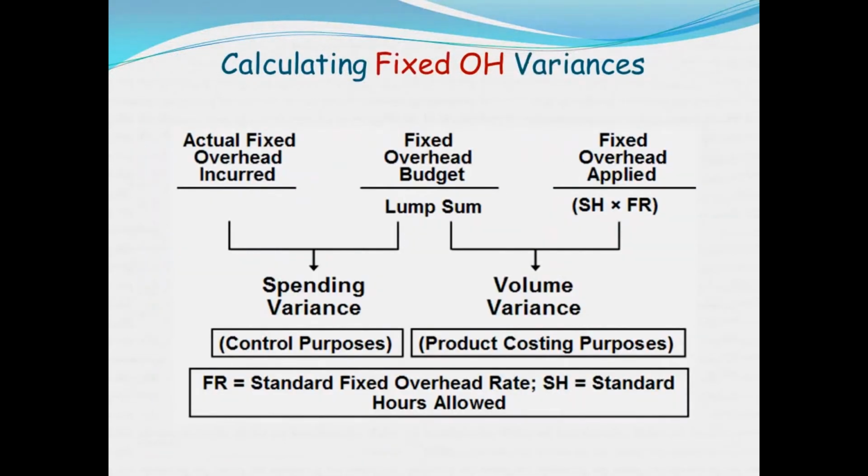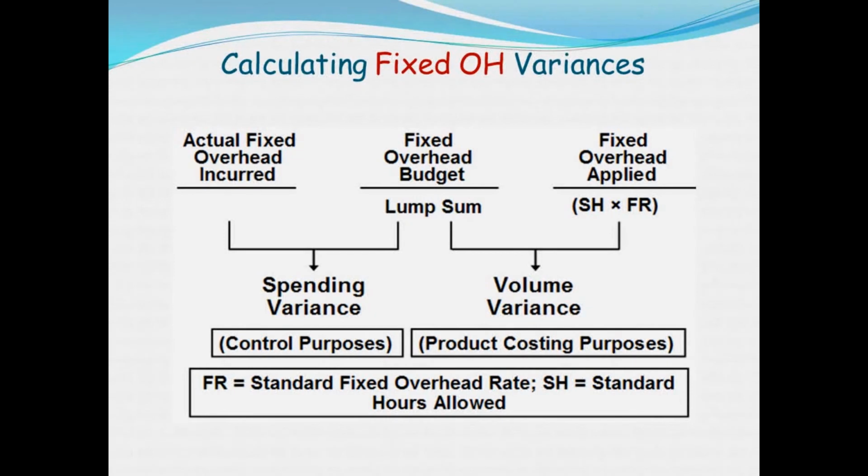Fixed overhead, different animal. Good news is the calculation is easy. Bad news is it's maybe a little bit more confusing. Easier to do, harder to understand. Actual fixed overhead will be given. I think it was 160,450, whatever it was. Fixed overhead budget was given. New animal here, fixed overhead applied.